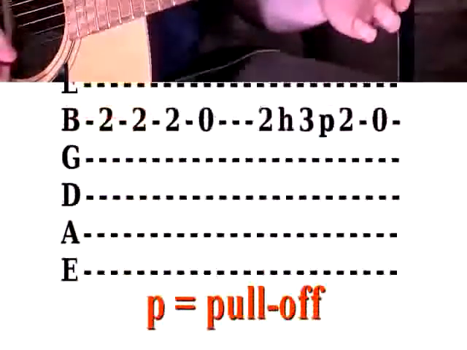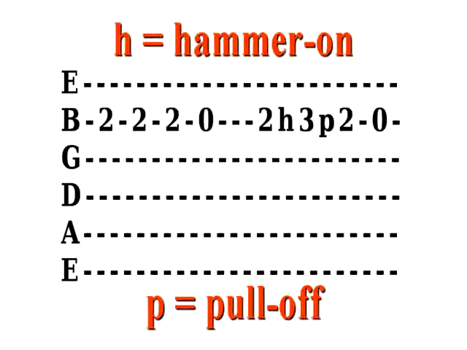Okay, I hope that was easy for you to understand. Let's move on to hammer-ons and pull-offs. You see here I have modified the original tablature to include an H and a P. Whenever you see an H, it means you will hammer on to the next note.